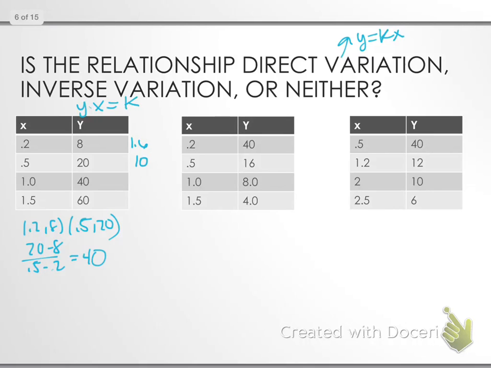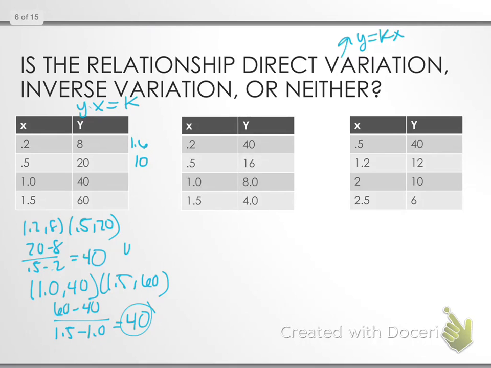Now let's check our bottom here. So 1.0, 40, and 1.5, 60. So 60 minus 40 over 1.5 minus 1.0, okay, which is also 40. So this one is y equals 40x, and that is going to be your direct variation.